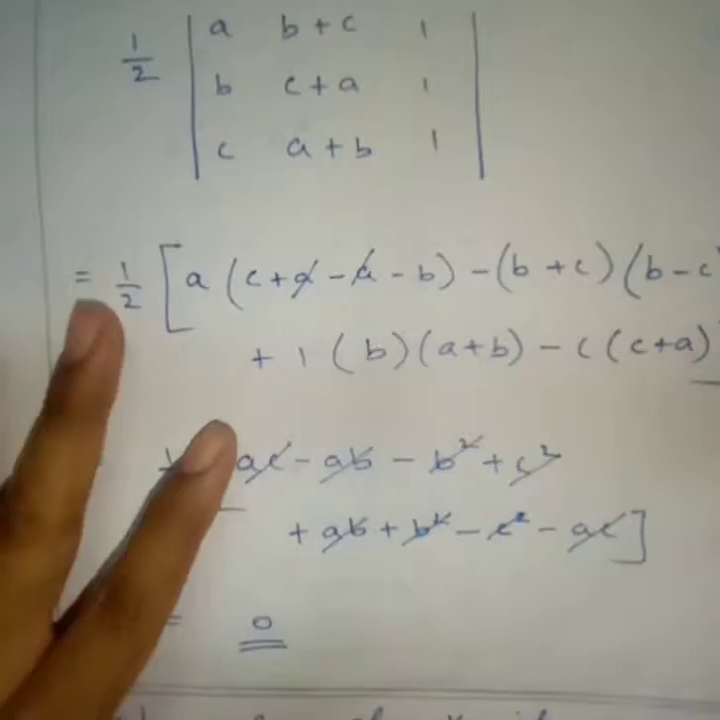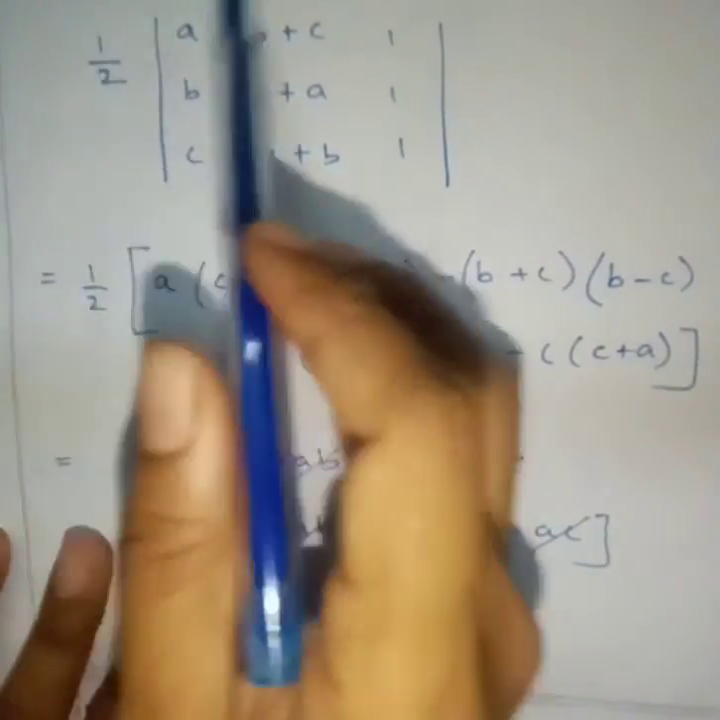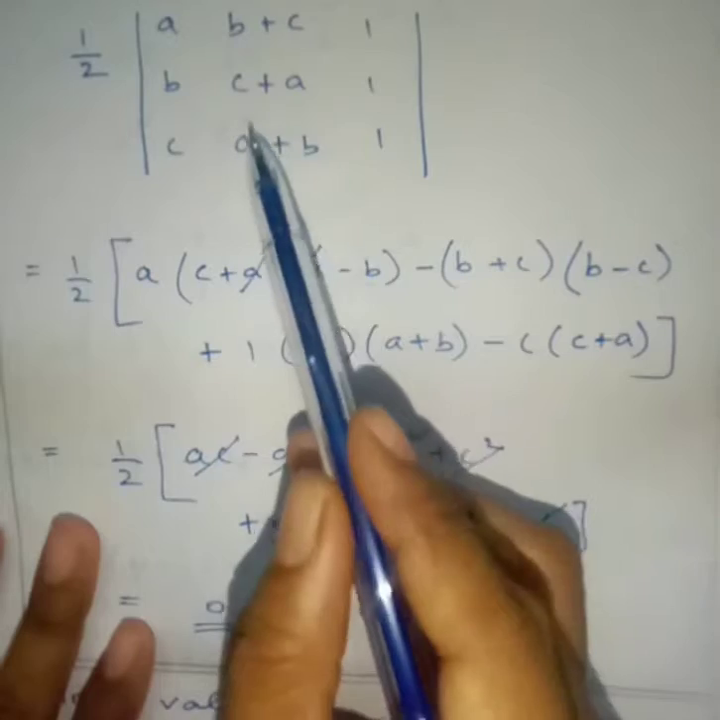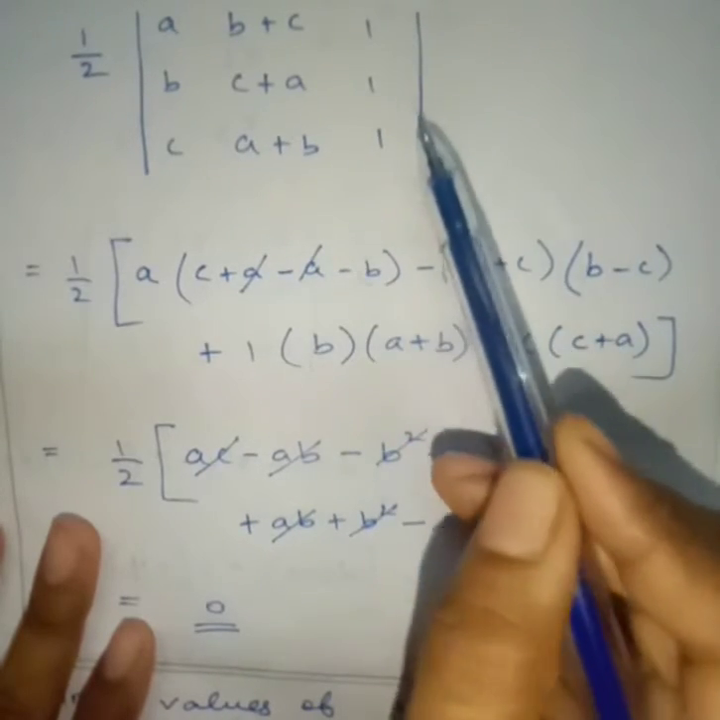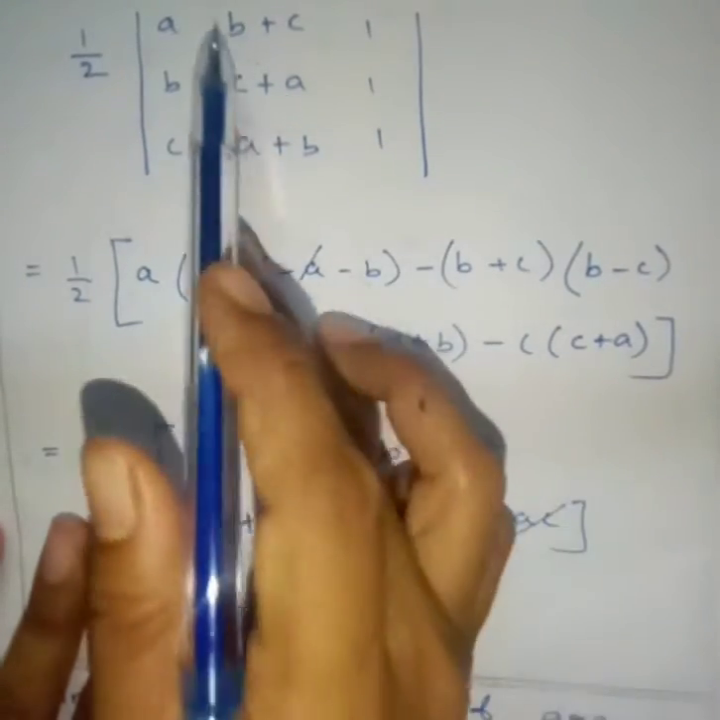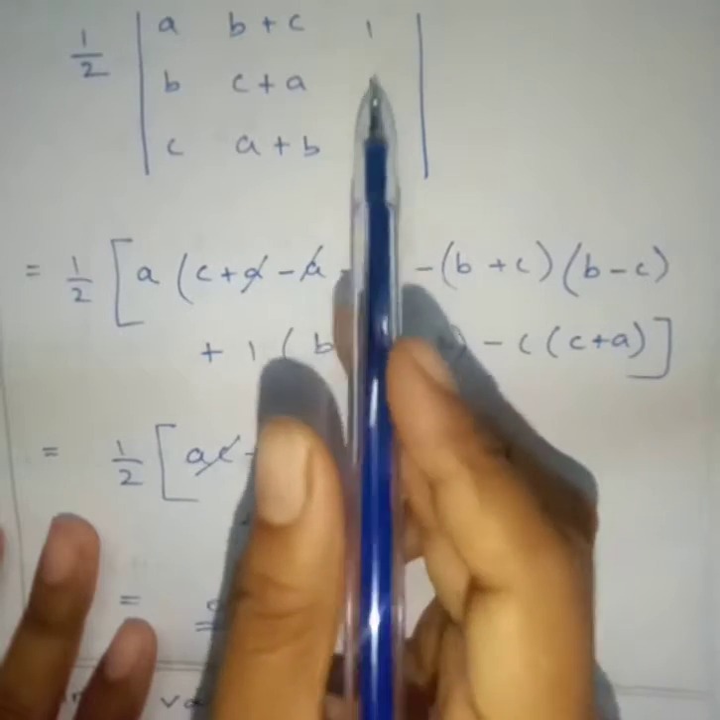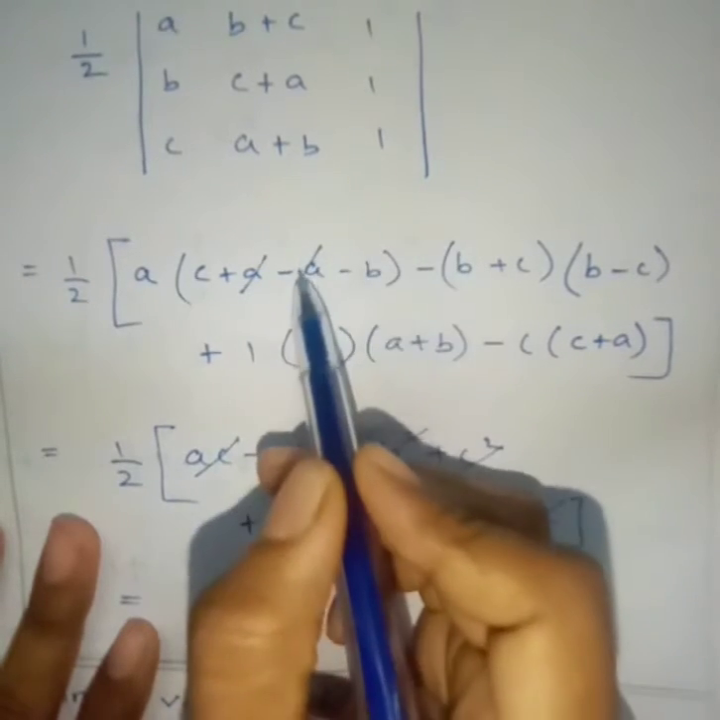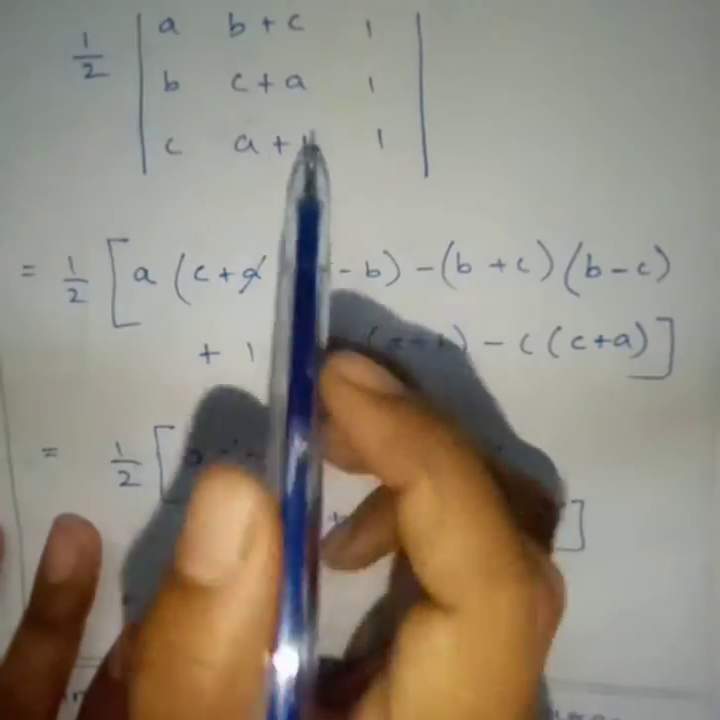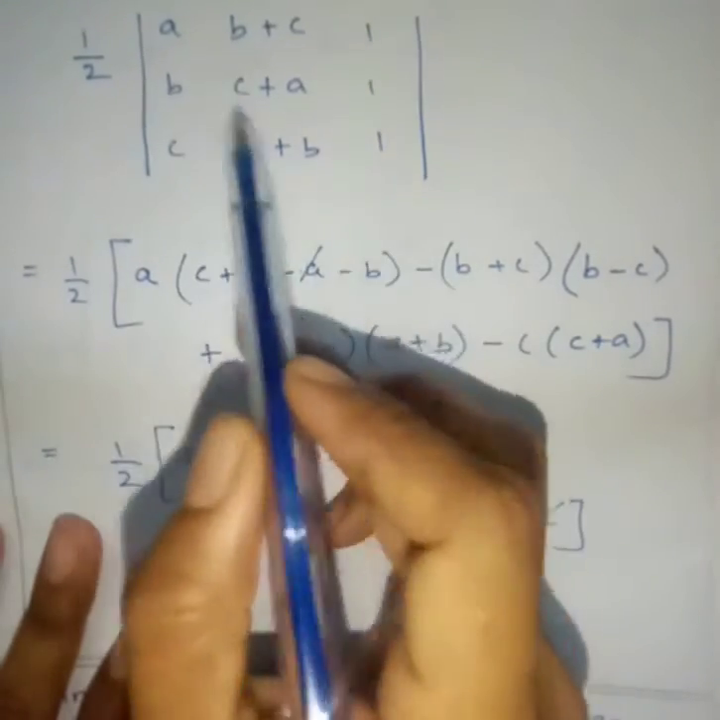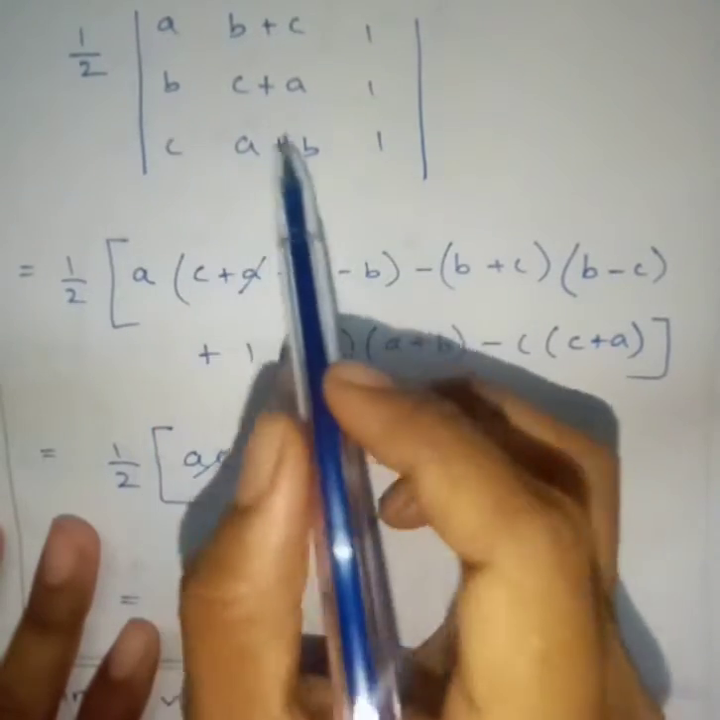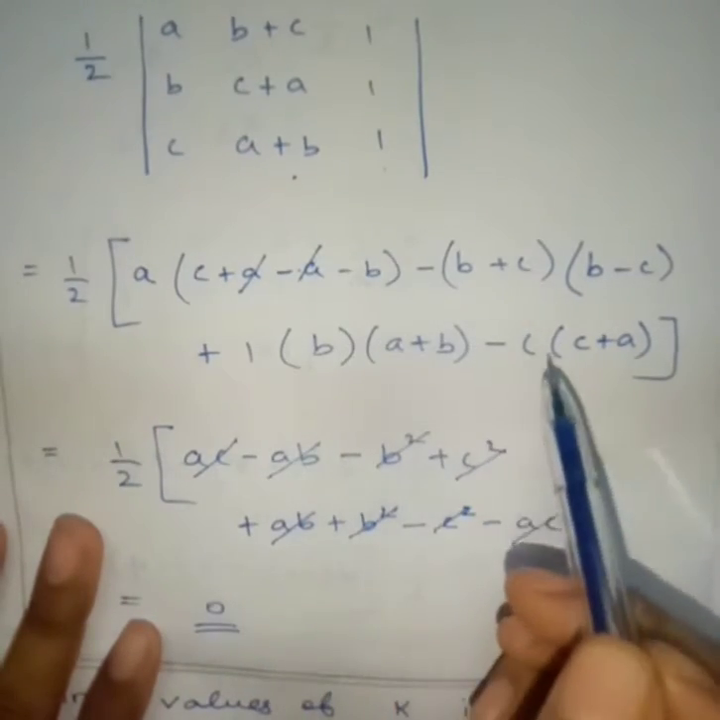So I have taken the 3 points A, B and C. So half of the determinant A, B+C, 1; B, C+A, 1; C, A+B, 1. By normal expansion along the first row, A into (C+A minus A+B). This minus is common for both the terms. The next second term, you should put a negative outside. So minus (B+C), and I'll cover this, B minus C. For the last one, if I take, I'll cover this. So C into (A+B minus C+A).